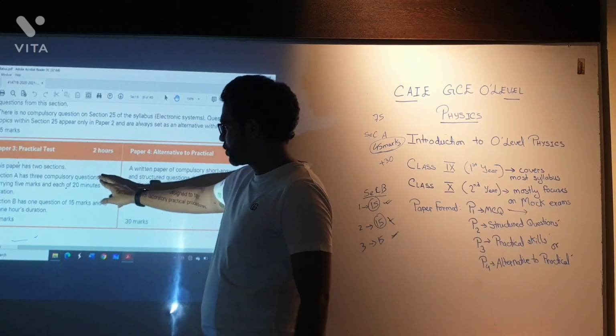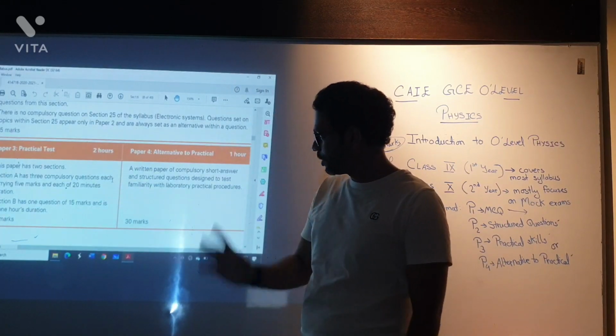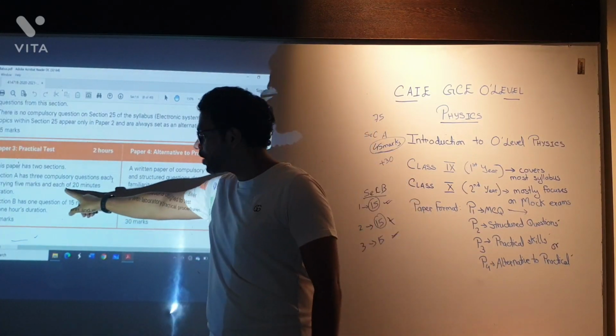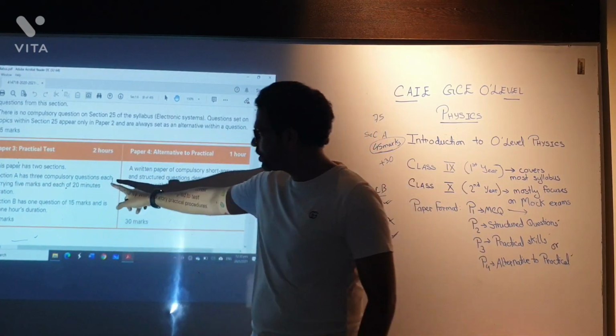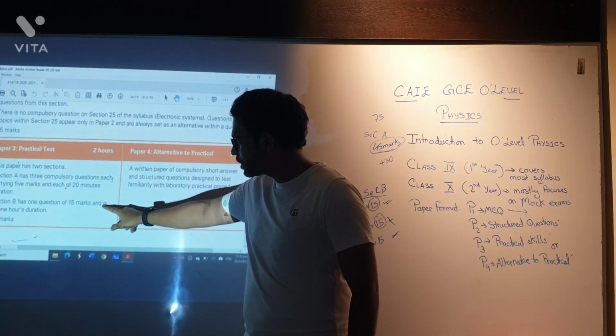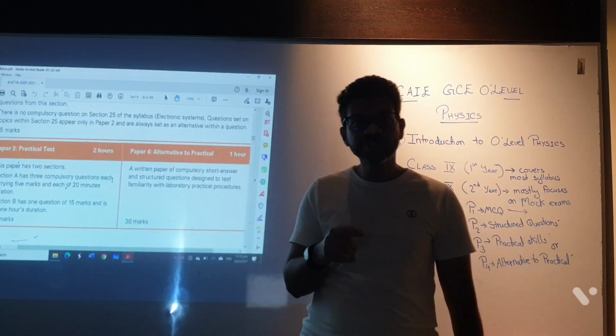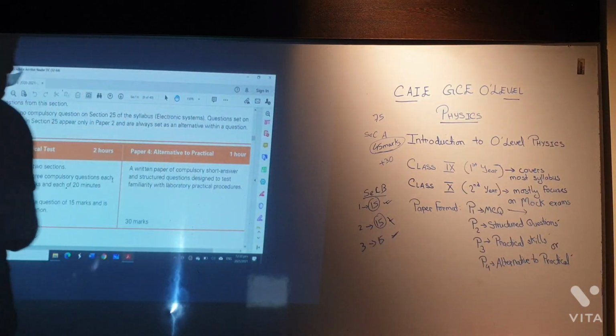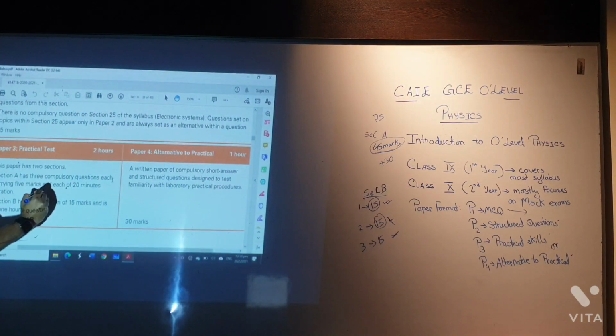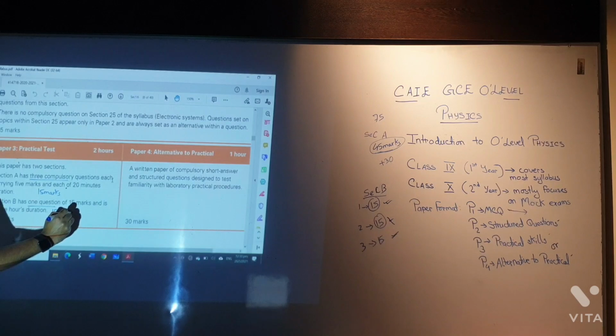Paper 3 has 2 sections. Section A, there are 3 compulsory questions, each carrying 5 marks. So 3 questions each of 5 marks gives you 15. And then there is section B, which has 1 question which alone carries 15 marks, right? So you have 15 marks in the first 3 questions, and you have 1 question here which alone carries 15 marks. So this comes to 30 marks here, right?